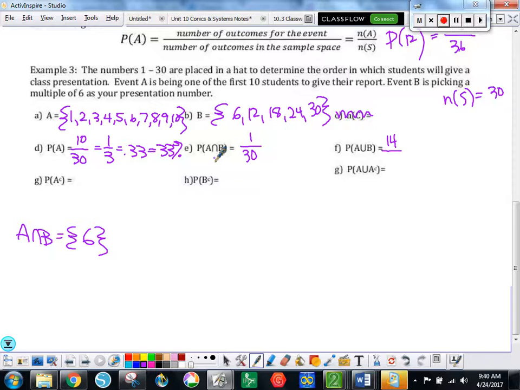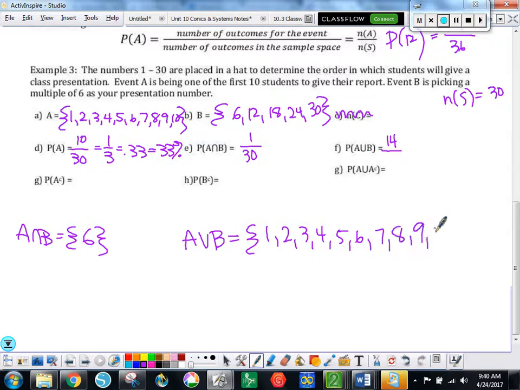If you smush them together, and if it helps you to list them, then list them. I can't count the 6 twice. There's not 2 6s in the bag, right? So count those up: 1, 2, 3, 4, 5, 6, 7, 8, 9, 10, 11, 12, 13, 14. 14 out of what? 30, which is the same as 7 out of 15. Okay, yes. Go for it.